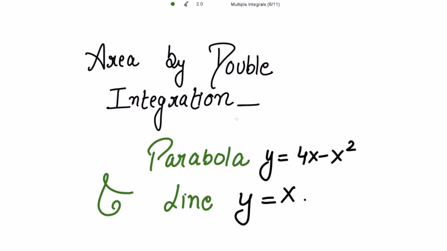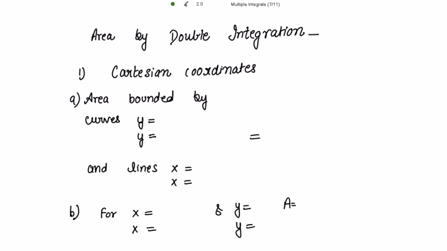Area by double integration for the parabola y equal to 4x minus x square and the line y equal to x. So the area by double integration has two cases. First is for Cartesian coordinates and then for polar coordinates. For Cartesian coordinates, the area bounded by the curves, let's say y equal to f1(x) and f2(x), and the lines x equal to a and b.